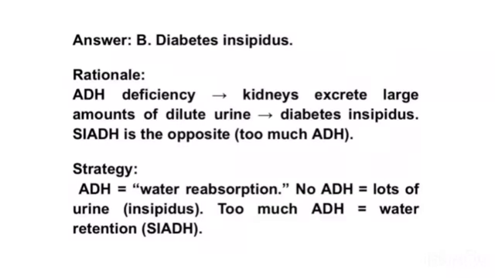Rationale: with ADH deficiency, kidneys excrete large amounts of dilute urine, diabetes insipidus. SIADH is the opposite, too much ADH. Strategy. ADH equals water reabsorption. No ADH equals lots of urine, insipidus. Too much ADH equals water retention, SIADH.